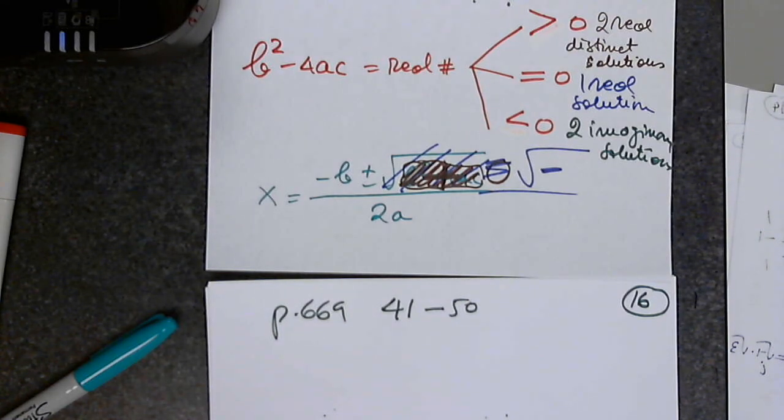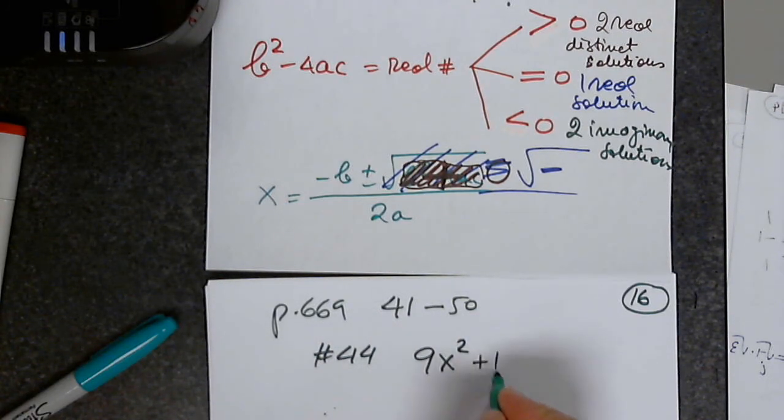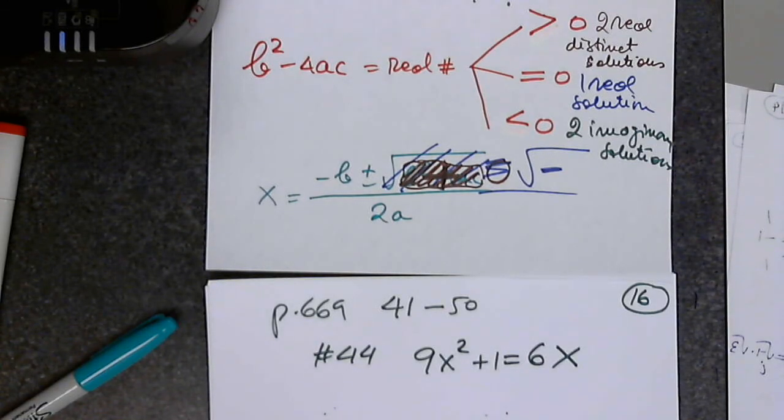Which one? 44 it is. 44, we have 9x squared plus 1 equals 6x. Let's read the question. Use the discriminant. In other words, you have to find it to determine the number and types of solutions of each equation.